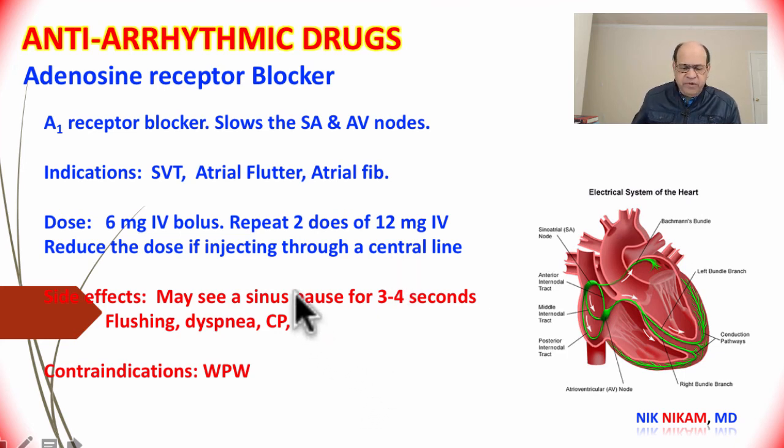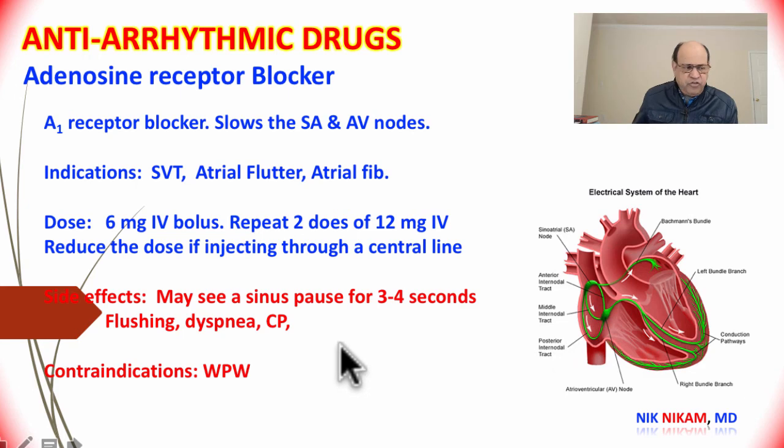It is not uncommon to see a patient in the emergency room whom you give adenosine and all of a sudden you see a full screen of straight line. Don't be scared, because that is secondary to blockade in the sinus node, and eventually the sinus node will pick up and the sinus rhythm will resume. Other side effects include flushing, dyspnea, and chest pain. This is contraindicated in patients with WPW because by blocking the normal pathways, the acceleration through the accessory pathway may get worse.